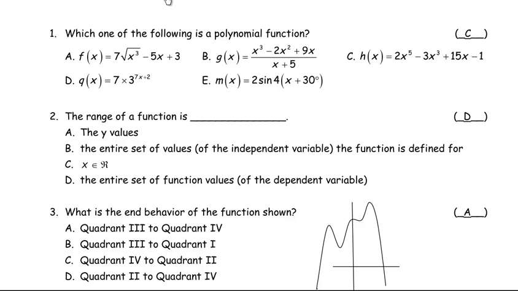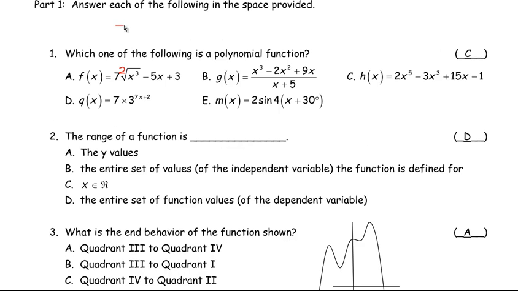But this term isn't, because of this root here. See, there's actually a 2 right there. And so if we were to write that term as a power, it would be 7x to the power of 3 halves. 3 halves, 1.5, so that is not a whole number positive exponent.